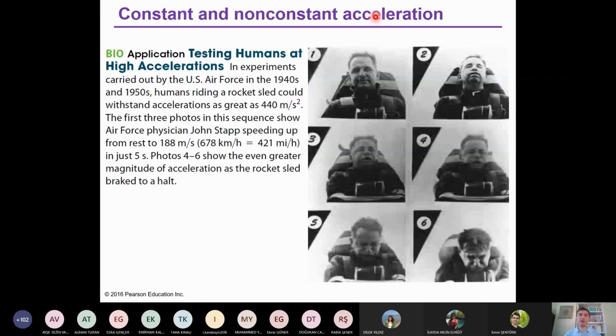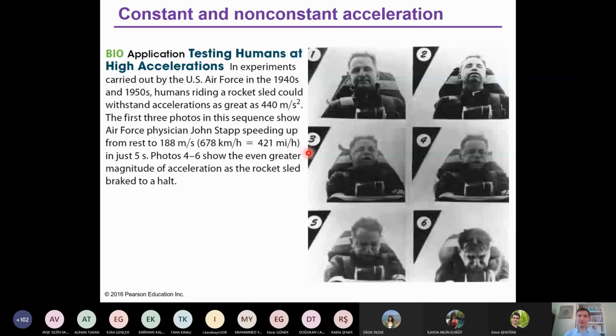We have also seen the difference between velocity and speed. So today we will go into detail with the acceleration, and we will discuss two situations. The first one is constant acceleration, and at the end of the lecture we will discuss the non-constant acceleration, how acceleration affects our real life.